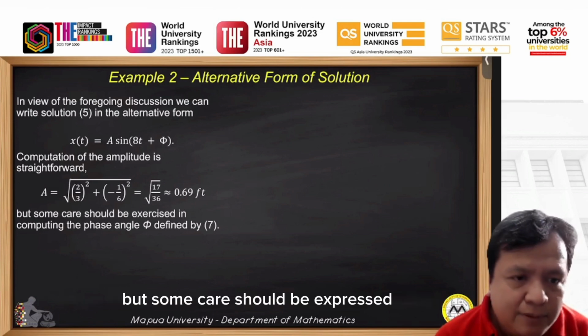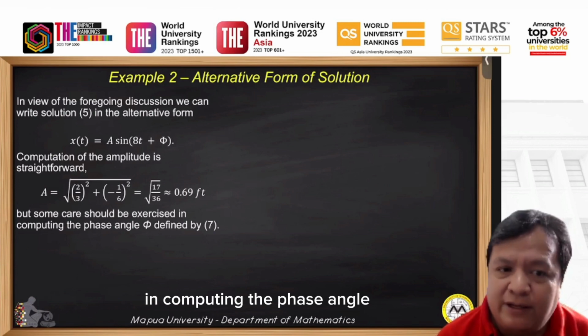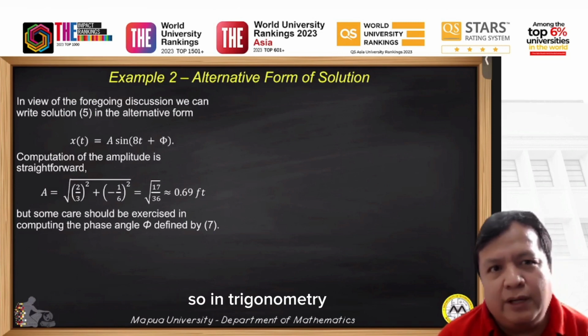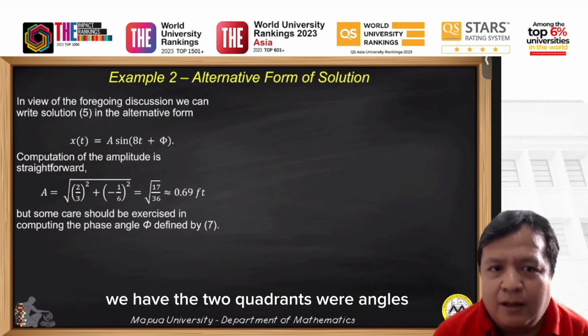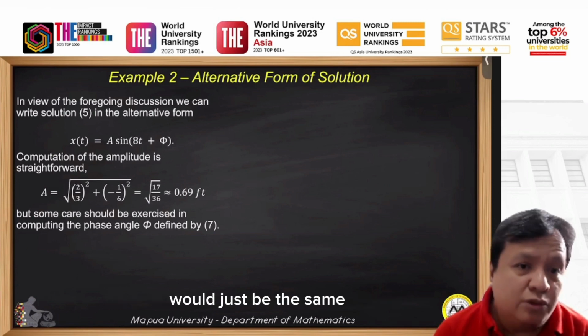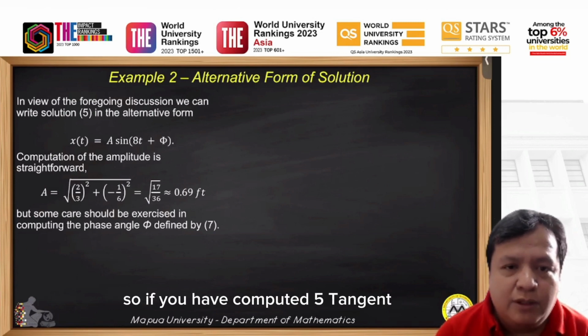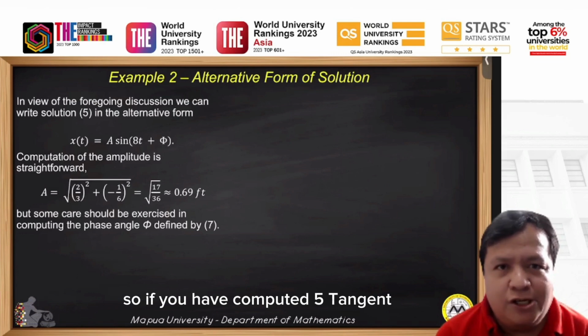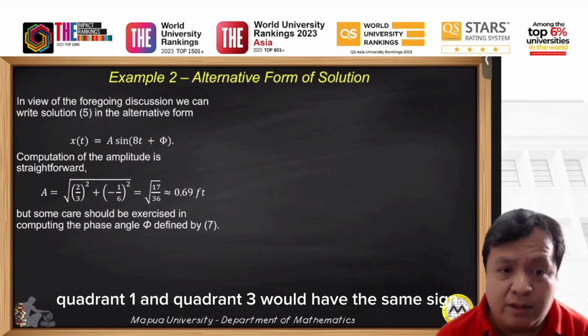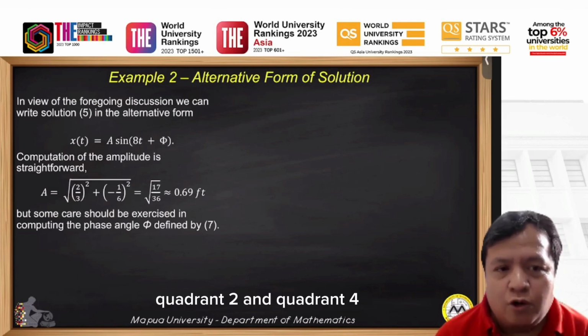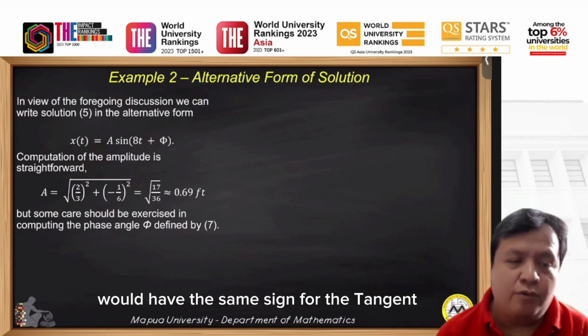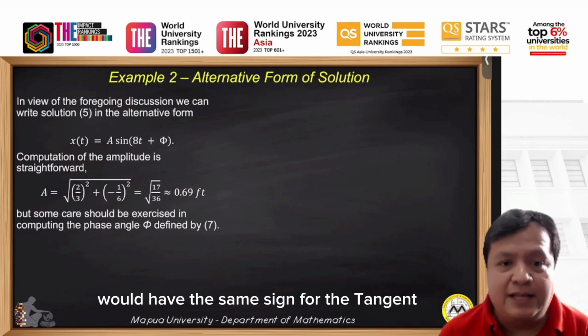But some care should be exercised in computing the phase angle. So in trigonometry, we have two quadrants where angles would have the same sign. So if you have computed for tangent, quadrant 1 and quadrant 3 would have the same sign. Quadrant 2 and quadrant 4 would have the same sign for the tangent.